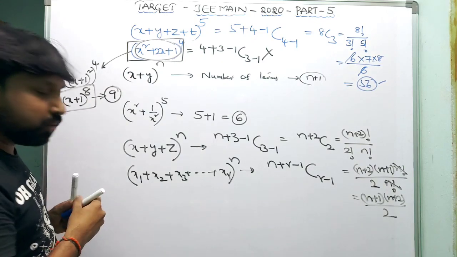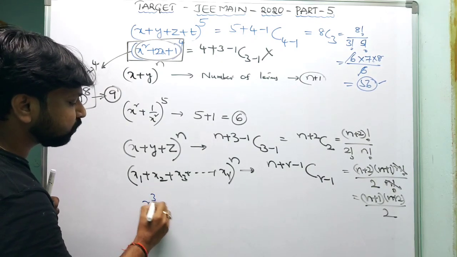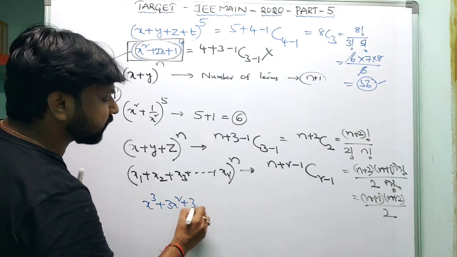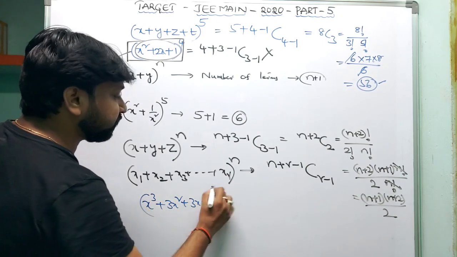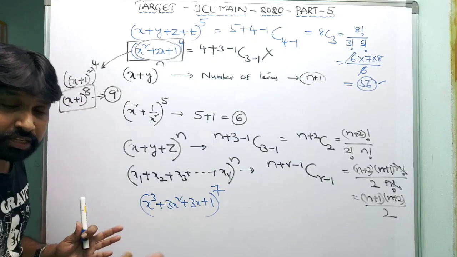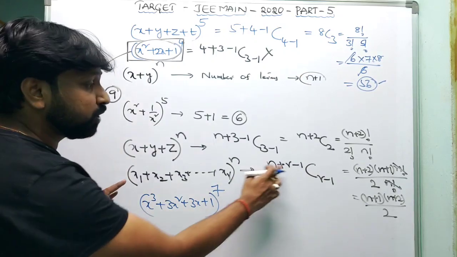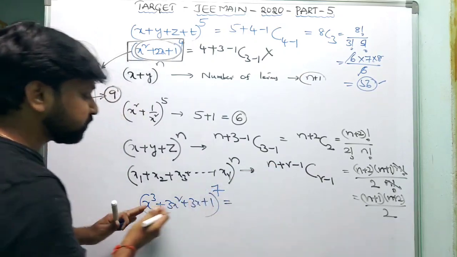Similarly, with this kind of approach, there is one more question here: (x cube plus 3x square plus 3x plus 1) whole to the power of 7. How many total terms are there in this expansion? Don't solve it using this approach, friends. Just observe very clearly.